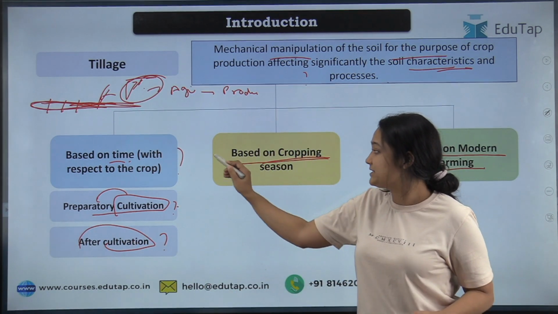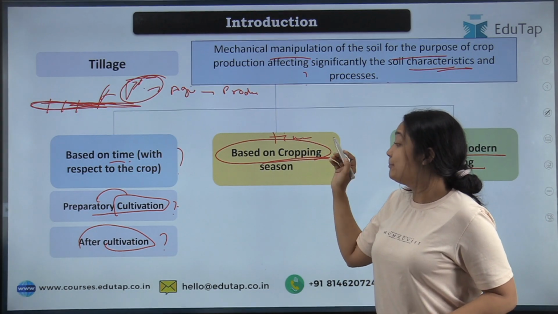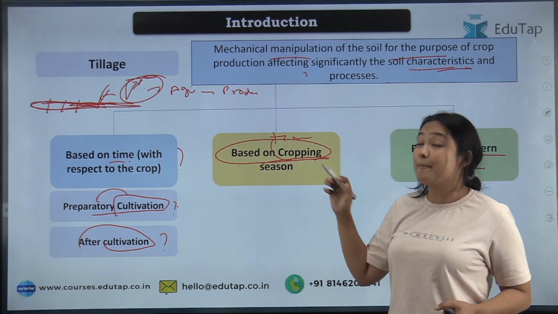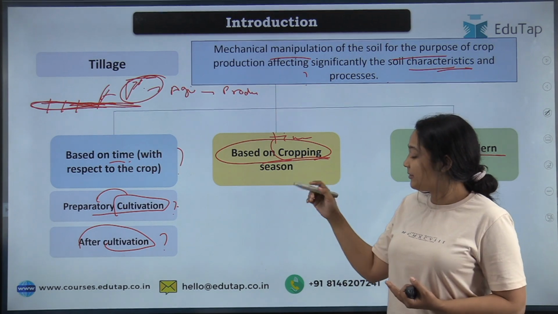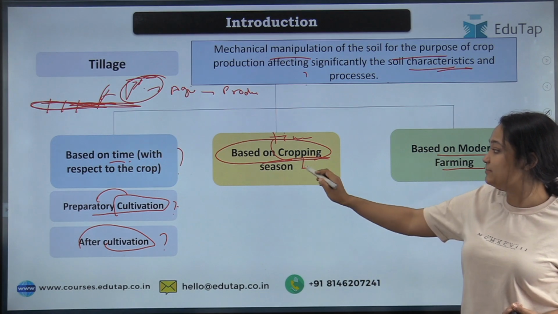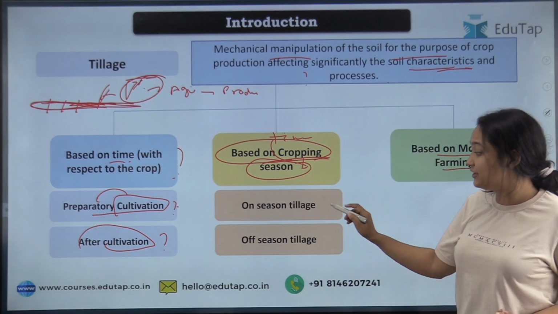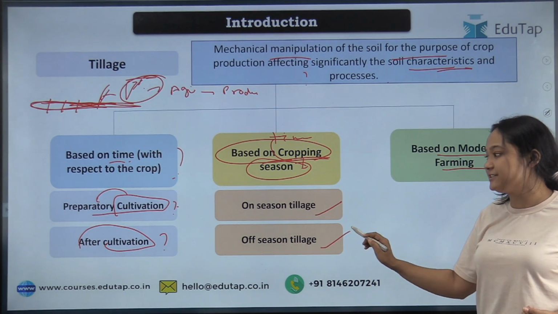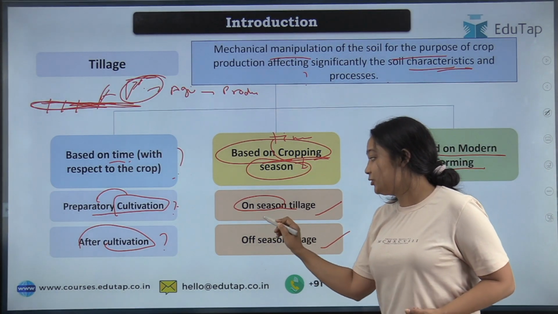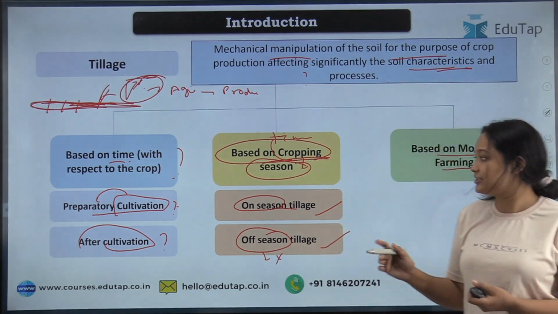Based on the cropping season there are two types. Not the cultivation time but the cropping time: whether your crop is already sown or not. It is basically based on the season. So based on this there are on-season tillage and off-season tillage. On-season is when we are doing farming, and off-season is when our fields are not in operation, when farm operations are off.